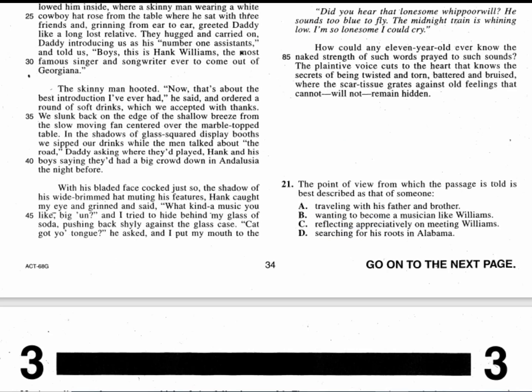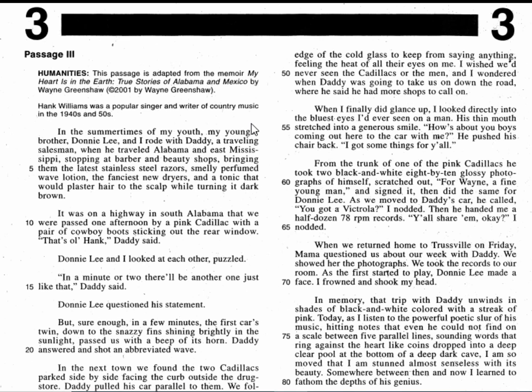All right? Once you do that, then it's a good idea always to go back up and read the title. And then start reading paragraph 1 is probably going to be a good place here. All right. Here, Humanities, passage adapted from the memoirs of Heart in the Earth. True Stories, Alabama, Mexico by this Wayne guy. All right. Then it says Hank Williams is a popular singer in the 1940s. All right. Then paragraph number 1, I just start reading.